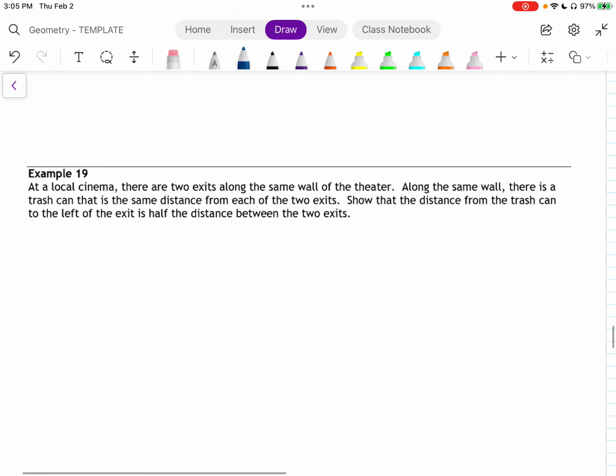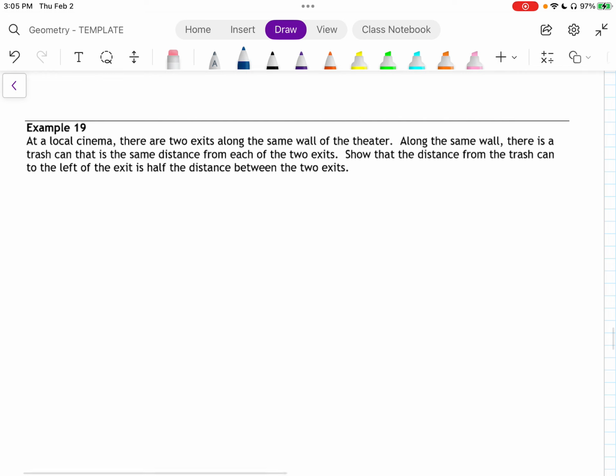Next up, example 19. At a local cinema, right, that's a movie theater, there are 2 exits along the same walls of the theater. Along that same wall, there's a trash can that is the same distance from each of the 2 exits. Show that the distance from the trash can of the left exit is half the distance between the 2 exits. Well, it says to show that, so I'm going to draw a picture.